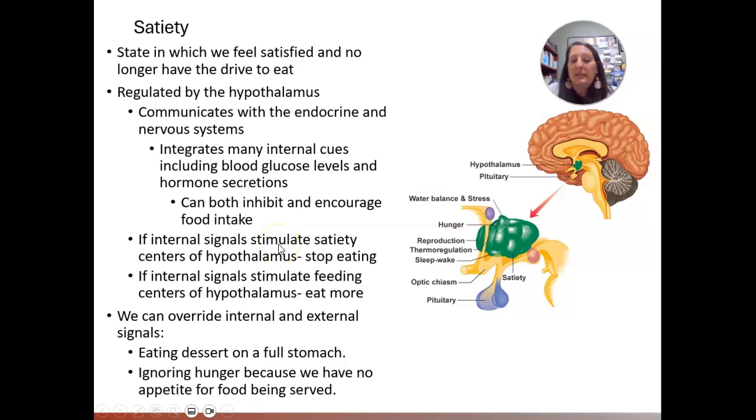Internal signals that stimulate the satiety center of the hypothalamus cause us to stop eating. And then if internal signals stimulate the hunger or the feeding center of the hypothalamus, that's going to trigger us to eat more. So we do have these signals, and we do have this region of the brain that controls that. However, we can override internal and external signals. So, we've all done it. You're eating dessert on a full stomach. Your hunger center in your hypothalamus is not activated, and yet you're eating, okay? Or we can ignore hunger.